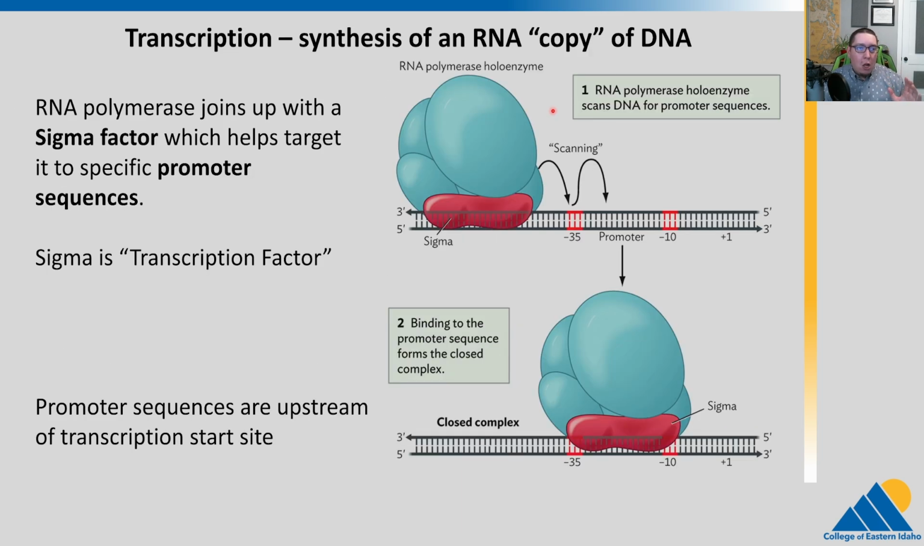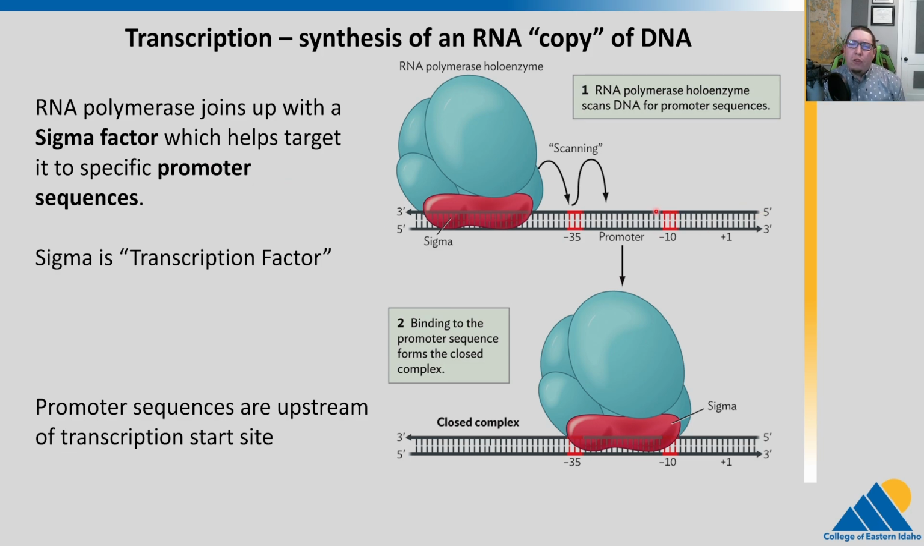So one of the key players that controls where and when a gene is transcribed is this thing called the sigma factor. So RNA polymerase is not just one enzyme. We call RNA polymerase a holoenzyme. It has a lot of different pieces to it. One of those pieces is something called a sigma factor. A sigma factor helps RNA polymerase find genes, and it targets specific promoter sequences.